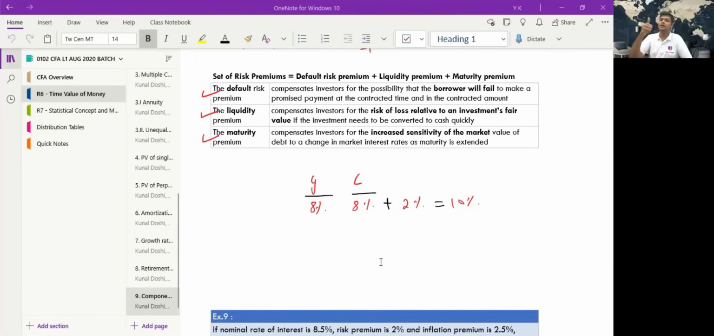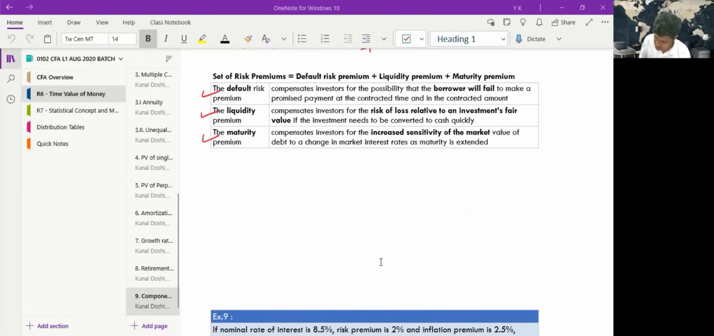Which risk premium? Default risk premium, that the borrower will not be able to pay you back. Liquidity risk premium, which is when you're not able to sell it quickly. And the third is the maturity risk premium, which tells that the higher the maturity of the instrument, the more the risk, the more the sensitivity. You need compensation for all this risk, and therefore that risk premium plus the nominal risk-free rate together will become the interest rate on whatever instrument you're looking at. Clear, everyone? Anyone, any questions here?